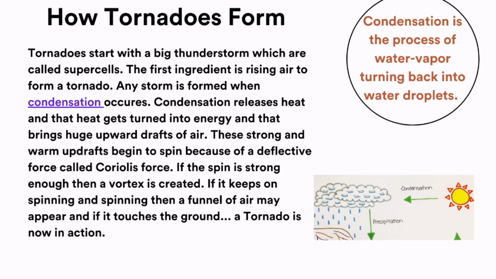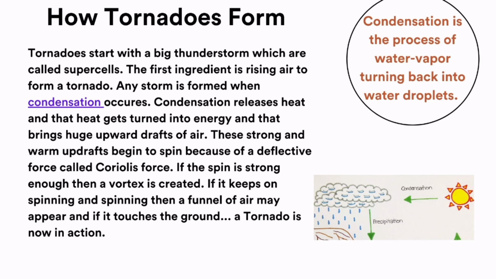Now I'm going to tell you guys about how a tornado forms. Tornadoes start with a big thunderstorm, which is called a supercell. The first ingredient is rising air to form a tornado. Any storm is formed when condensation occurs. Condensation releases heat, and that heat gets turned into energy, and that brings huge upward drafts of air.